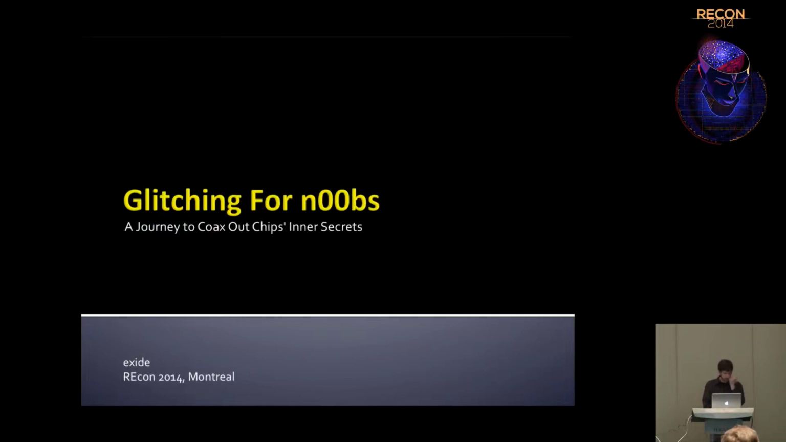I'm exide. This is Glitching for Noobs, a journey to coax out chips' inner secrets. And that title is pretty self-explanatory. It's pretty much my explorations over the last couple of years to, as a noob myself, basically try to figure out what is glitching, how is it performed, and what kind of interesting results can you obtain from the experiments.